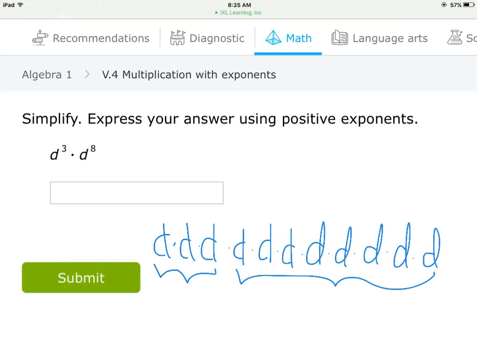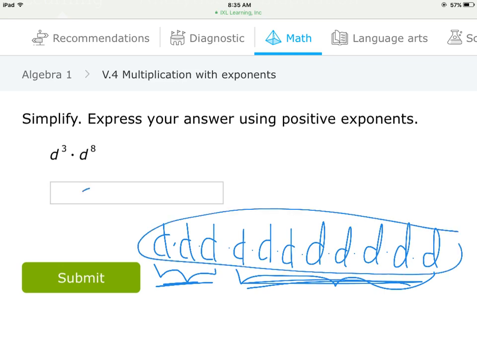For the second example, we're going to take d to the 3rd power times d to the 8th. And as you can see, I wrote out 3 d's, I wrote out 8 d's, and then if we add all of them up together, we'll have d to the 11th power. If we think about the shortcut for this problem, we're going to take 3 plus 8, which will give us our 11.